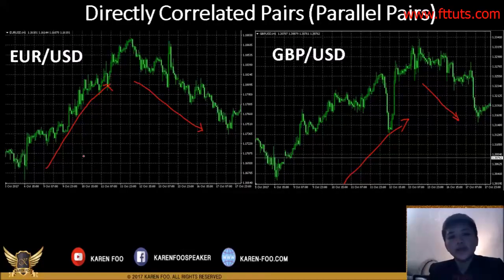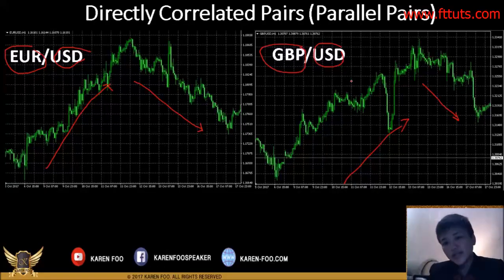The first reason is that the quote currency is the dollar in both pairs. And the second reason is that the euro and pound are closely related to each other geographically and economically, because these two are the major European economies.